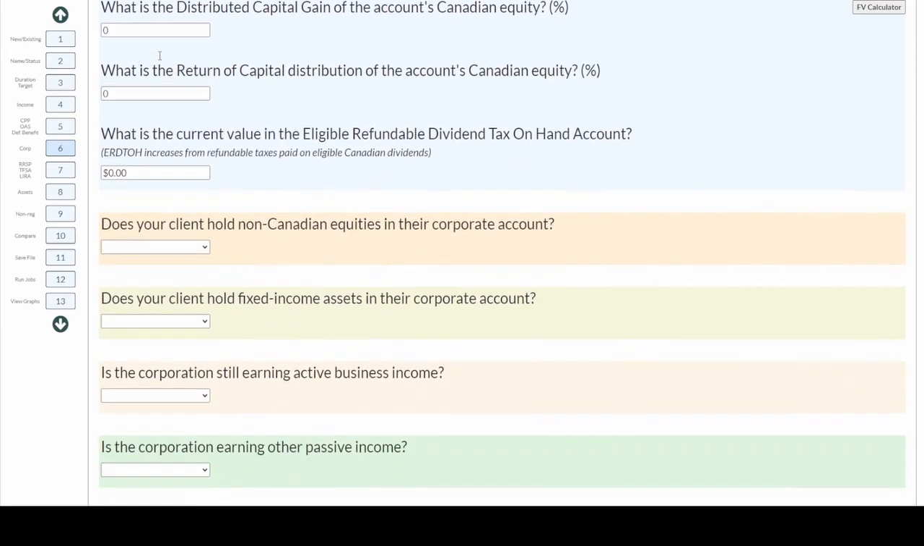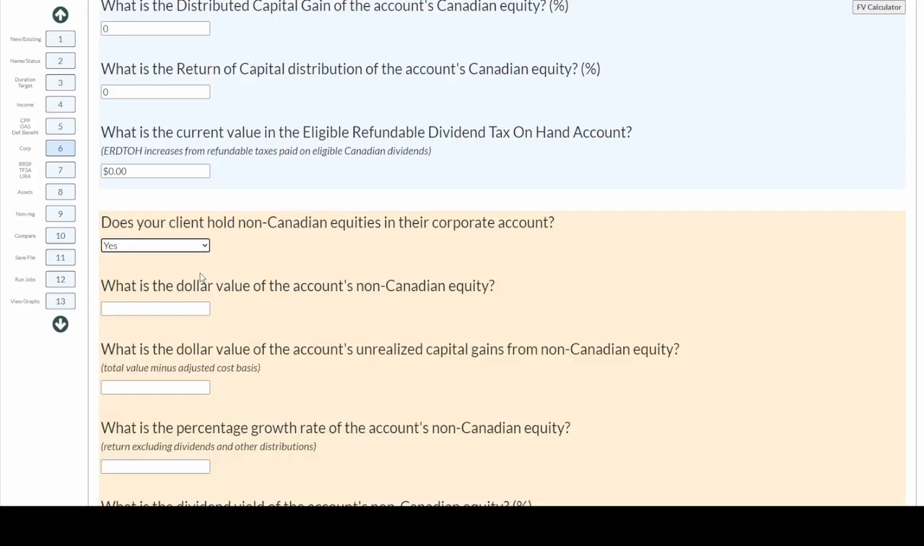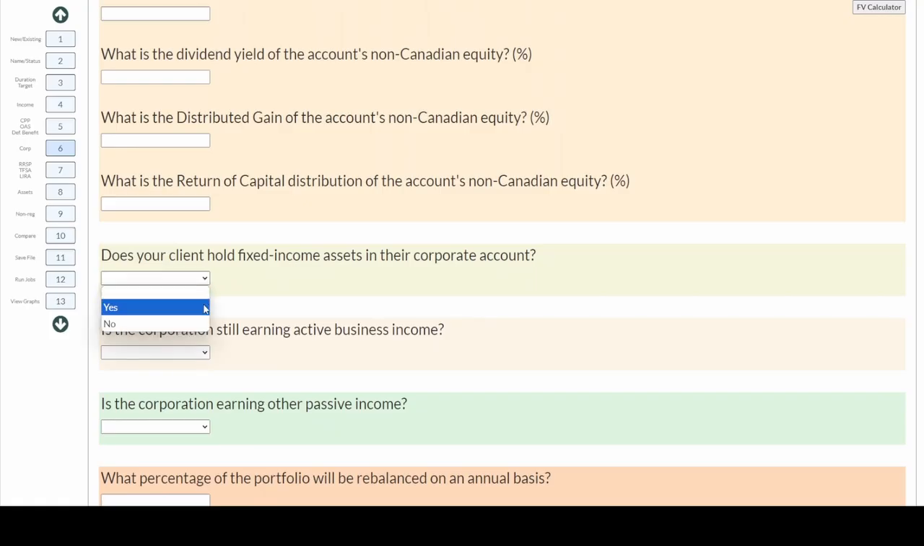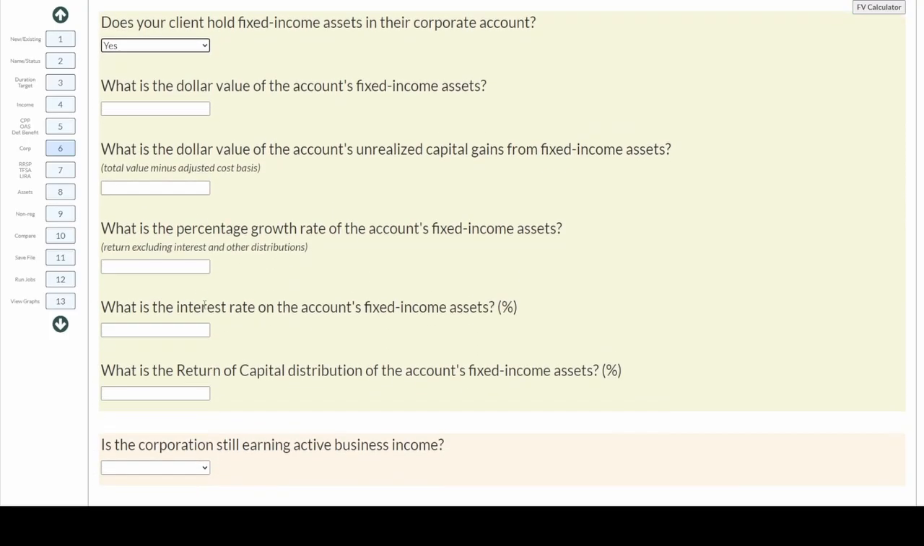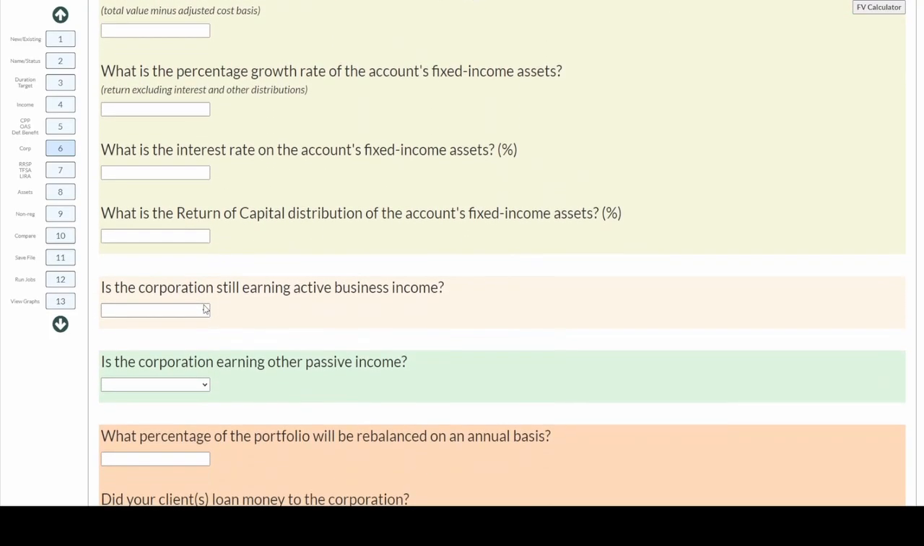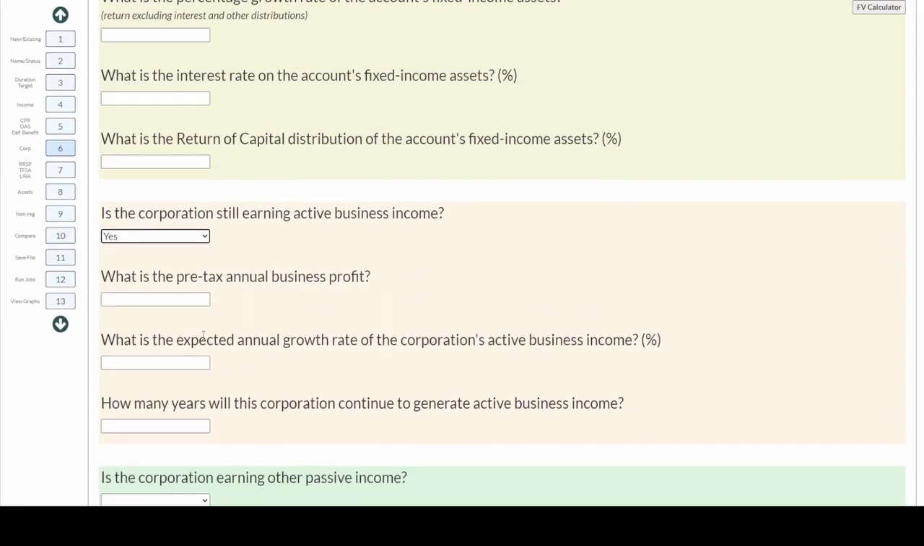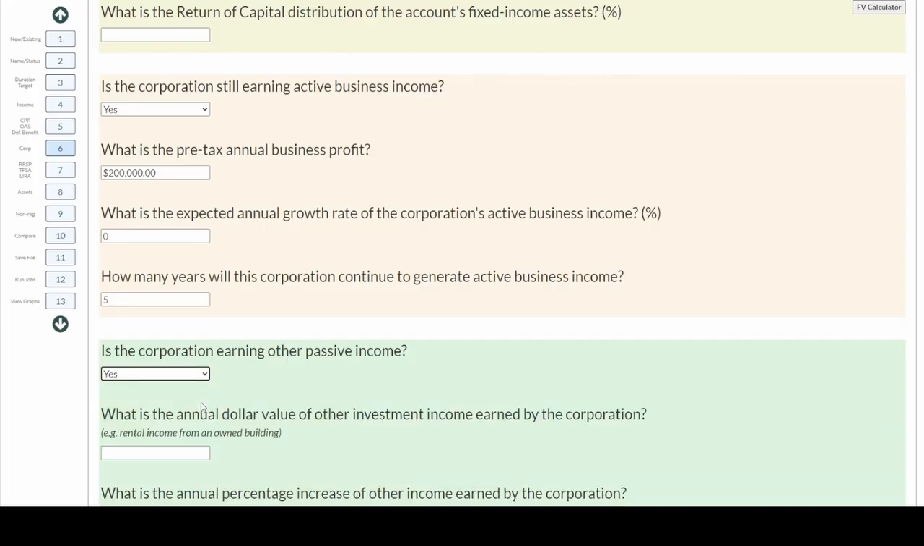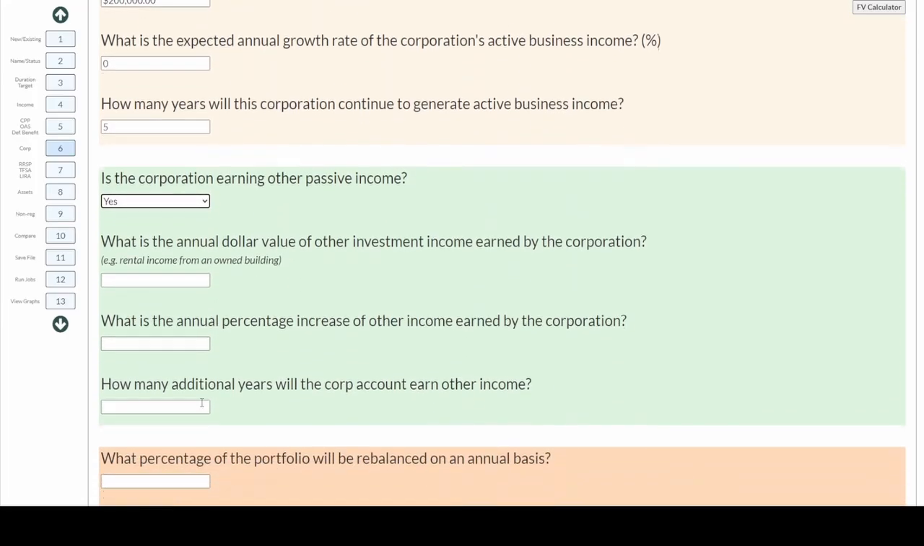If the client holds non-Canadian equities in their corporate account, you will have to enter the same inputs for these equities. Likewise, should there be fixed income assets in the corporate account, such as bonds or GICs. Then enter if the corporation is still earning an active business income, and if so, enter the pre-tax annual business profit, as well as the expected annual growth rate and how many years the corporation will continue to generate the active income. Should the corporation be earning passive income, for example, rental income from an owned building, you must enter the same fields as for the active income.